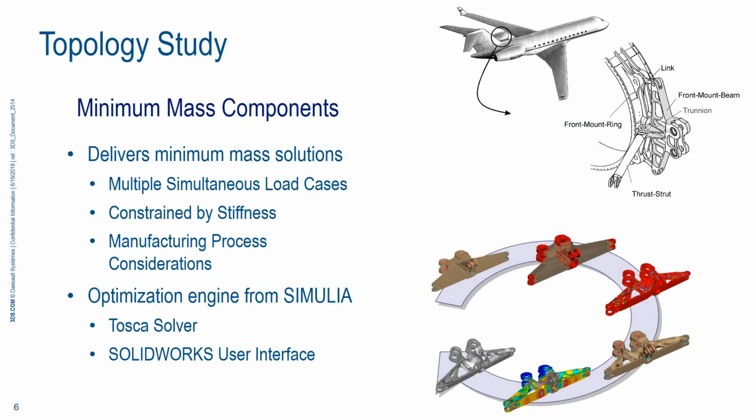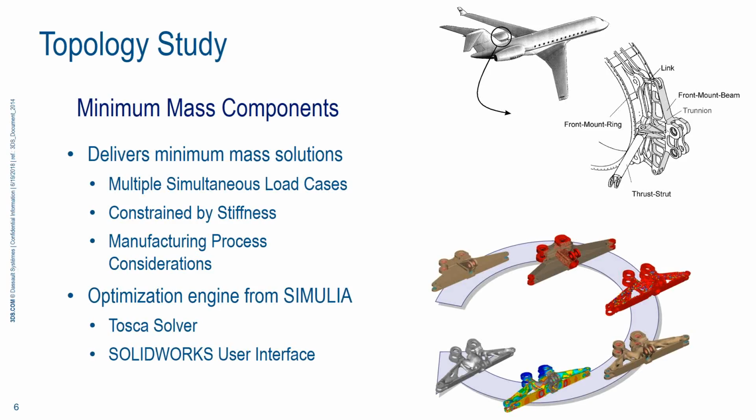So just to give you a little bit of overview on Topology Study, Topology Study uses a minimum mass component optimization, where again it takes into account your stiffness criteria, so it ensures the part is still strong enough, and tries to remove as much material from the part to reduce the weight. So it delivers minimum mass solutions.